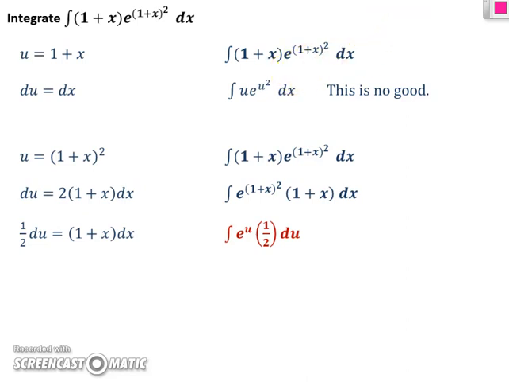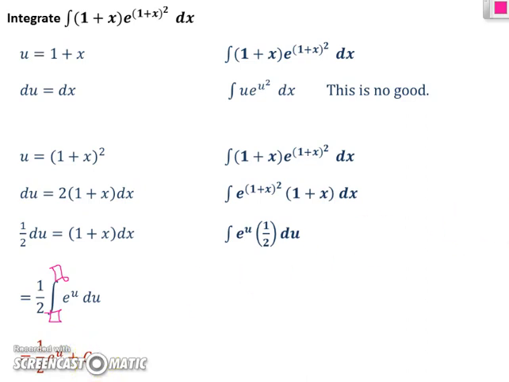Pull that 1/2 out. And now you can integrate e to the u power. It's itself. So nice. e is the easiest one to remember because it is itself. And this is an indefinite integral. So we have to remember to plus c. So we have 1/2 e to the u power plus c.